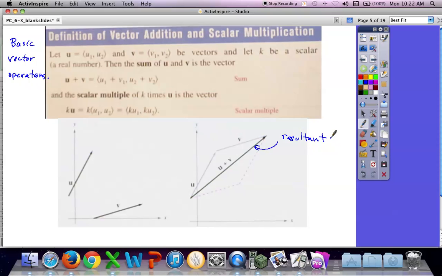Now notice the other part of this picture is, if you would have, instead of tacking v onto the end of u, if you would have tacked u onto the end of v, that would have been this right here. Okay, does that change the resultant vector? No, it's the same thing right there. So it doesn't matter the order that we add the vectors. You're going to get the same result.